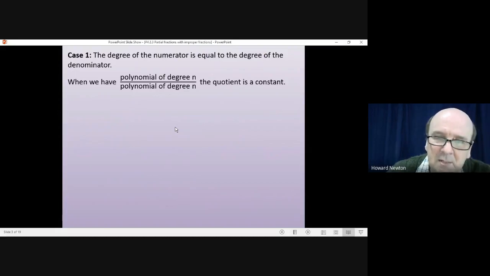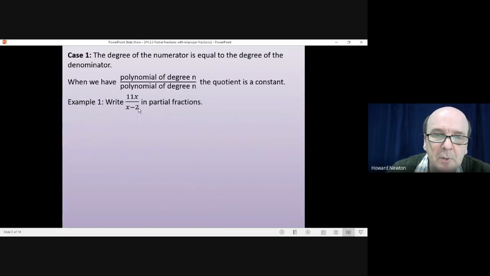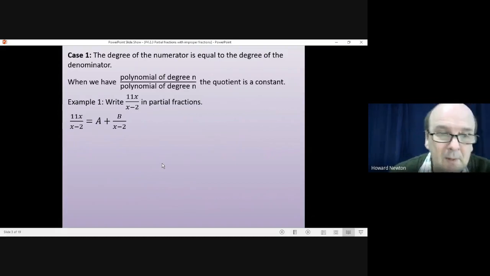What does that mean? Let's have a look at an example. Say we had two linear polynomials: 11x has degree 1, x minus 2 has degree 1, and we had to write that in partial fractions. If the quotient is a constant, then 11x over x minus 2 equals a, which will just be a constant, plus b over x minus 2, where b is also a constant. The method is exactly the same as in the previous two lessons.